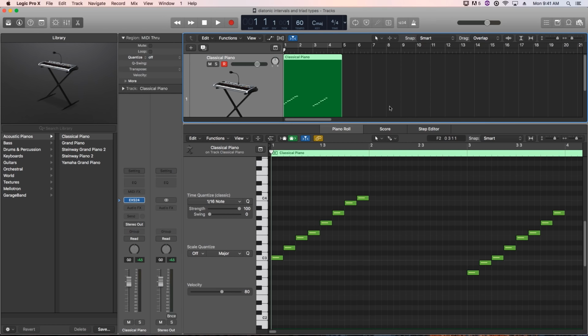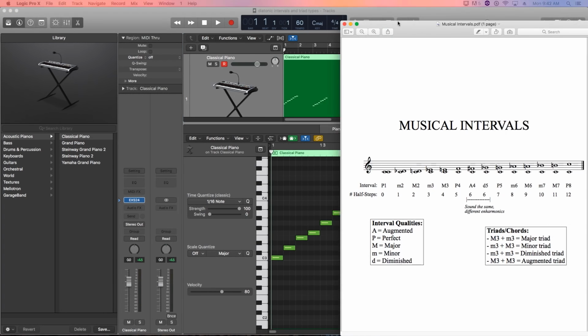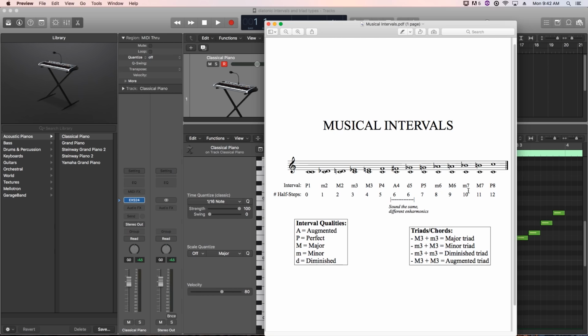In this video, I want to talk about diatonic intervals, and also talk about the quality of chords or triads as they relate back to the major chord. We're going to avoid other non-diatonic intervals until the next video. And a couple of videos down the road, we'll find another way to create chords using the circle of fifths. And then later on, we'll use another method to create chords.